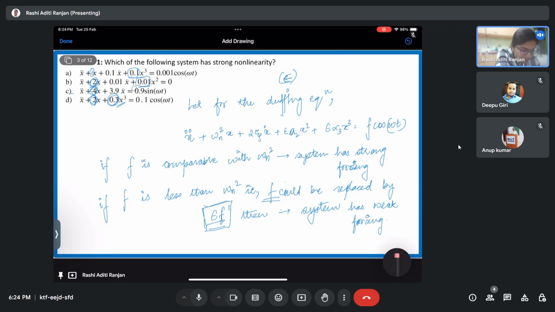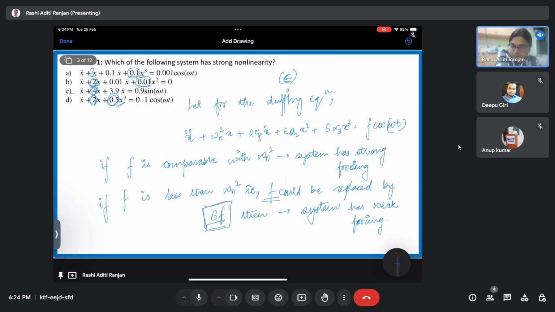Right, but that is not true. So then what should be the correct answer? What should be the correct answer? So we will have to compare, right? Here I have 1 and 0.1. Here I have 2 and 0.01. Anyways, B is not going to be the correct answer. So either A is going to be the correct answer or D is going to be the correct answer.